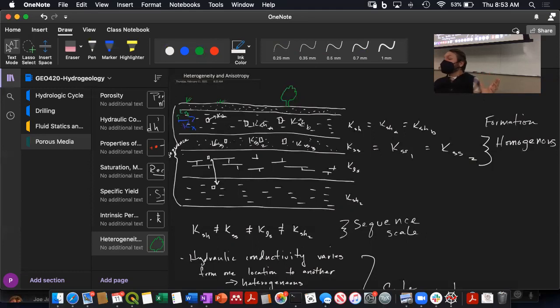But we do know that it's shale and it's made of clay minerals, and those clay minerals are going to preferentially orient. And so we would expect there to be directional dependence. So just by using our geological inference, we could say, hey, I think that formation is probably homogeneous and anisotropic.